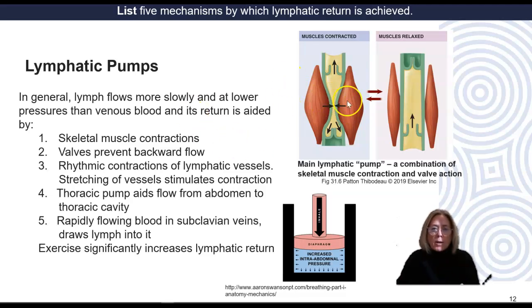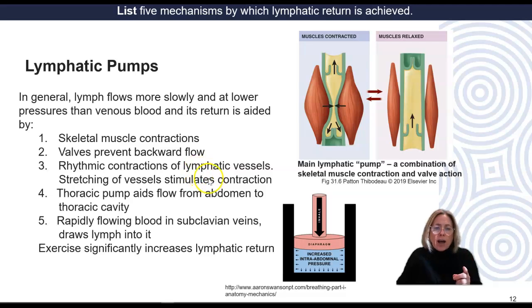At the same time, we have the presence of these one-way valves that prevent backflow. And when skeletal muscle contracts, it's going to compress that lymphatic vessel, and the valve inside the vessel, the two flaps, are going to meet in the middle and close, and that prevents that backflow. And then when the muscles relax, it's going to allow that part of the lymphatic vessel to expand and fill up with lymph, and then the next contraction of skeletal muscle will push it along.